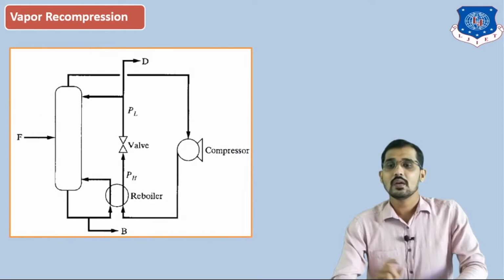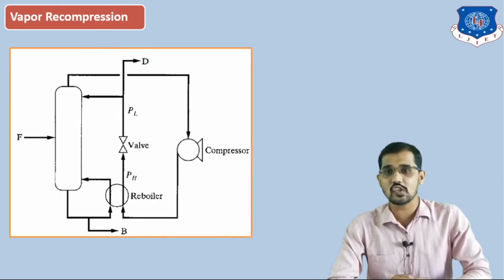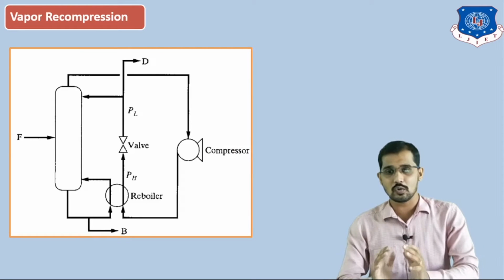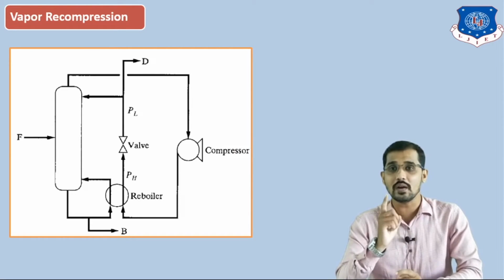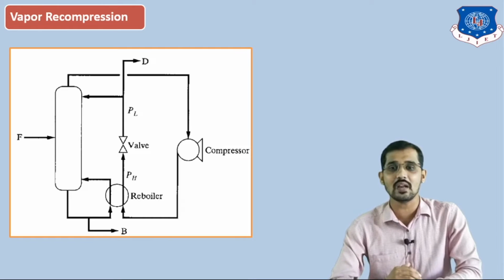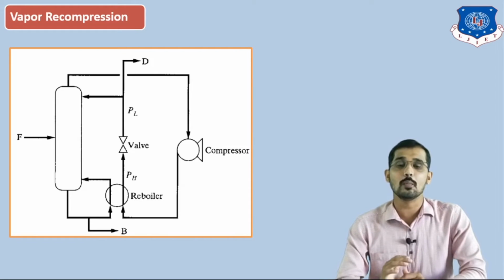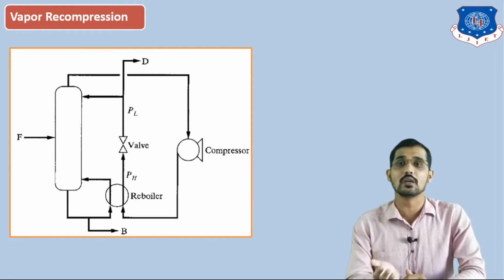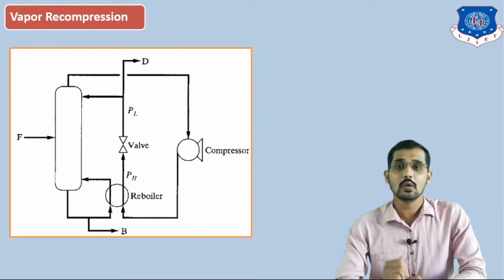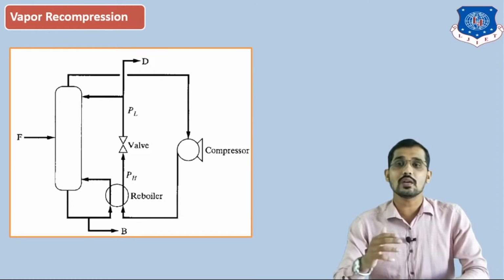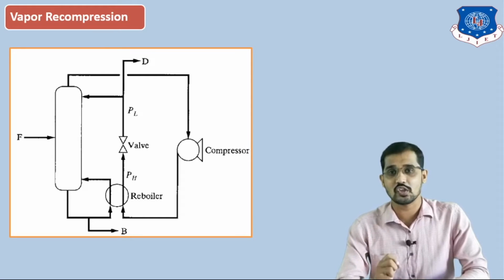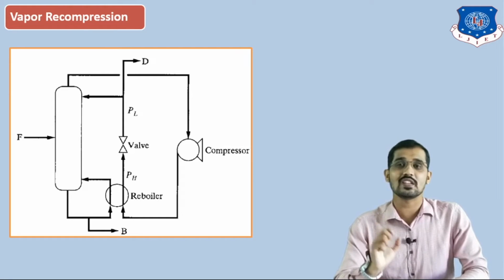So you can see this is the figure for vapor recompression, where we have one distillation column. After that we have one heat exchanger, that is a reboiler, and we have a compressor to compress the vapors generated from the top section of the distillation column to increase their temperature. To understand the concept of vapor recompression, you should know the function of a distillation column.